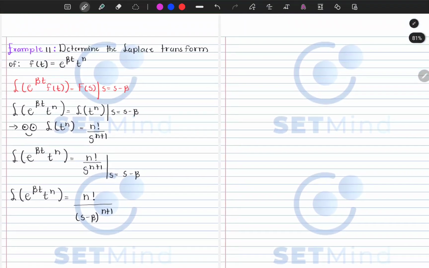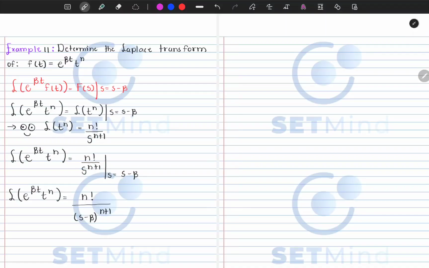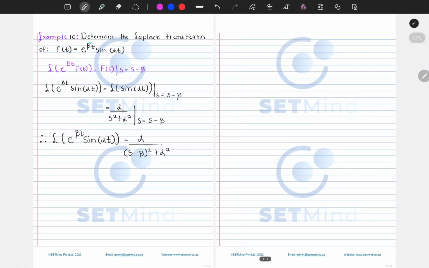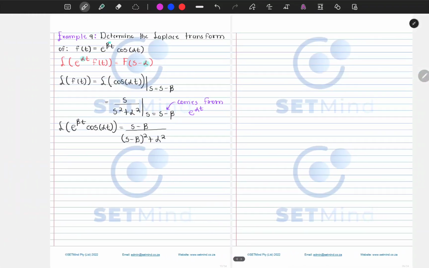There are many other Laplace transform forms which you need to make sure that you know, but this was to just give you an introduction and a feel of the general table which you will see of Laplace transforms and how you eventually get to those.